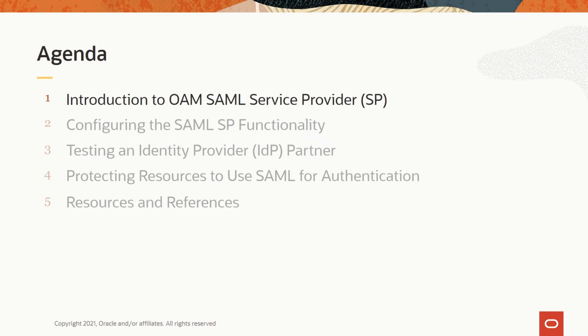We'll start with a brief introduction to SAML and the service provider roles and OAM supported functionality. We'll then cover a simple use case of configuring OAM as a SAML service provider and how to test an identity provider federation partner. We will describe how to protect OAM resources to use SAML authentication. And finally, we'll provide some resources for SAML implementation and references.